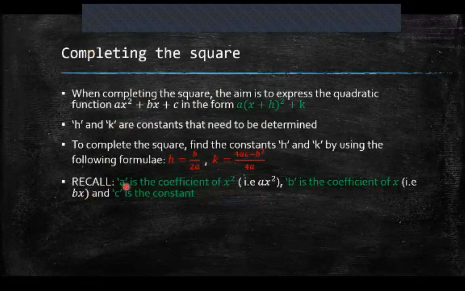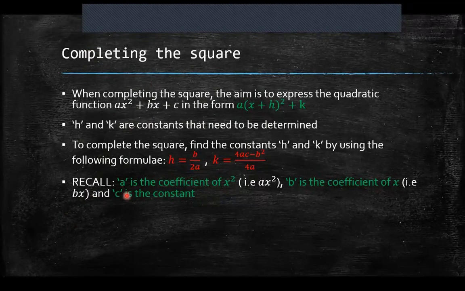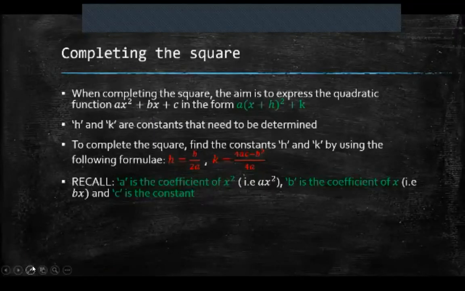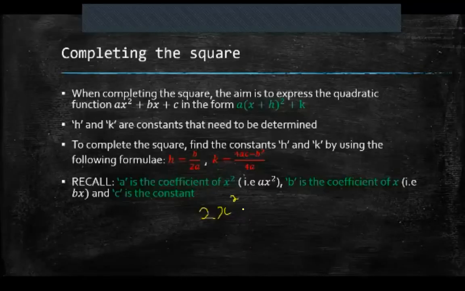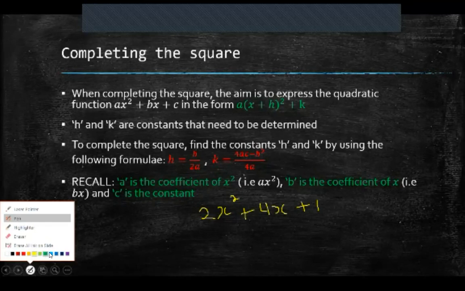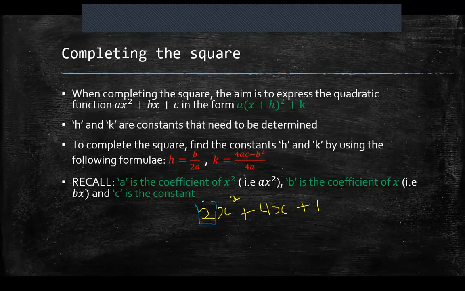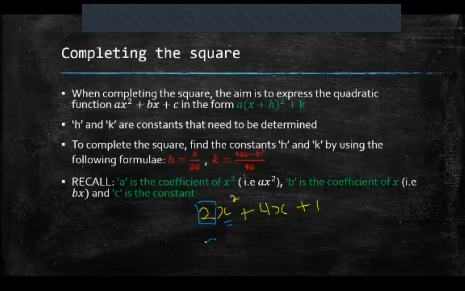Well, you need to recall from quadratics, when they refer to a, they mean the coefficient of x squared. What do I mean by coefficient? You see the number that comes right before x squared? So say my quadratic was 2x squared plus 4x plus 1. You see the number that comes right before x squared? So in this case, it's 2. 2 comes right before x squared. This is my value of a. So I would say a is equal to 2.